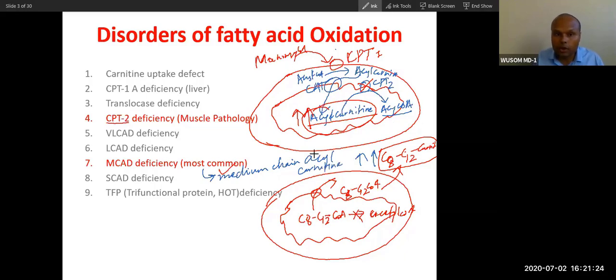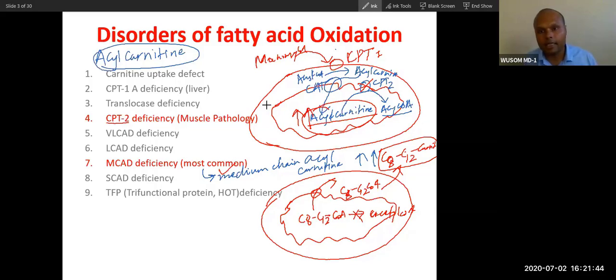So what you see here is a very important concept. Laboratory parameter: when you have to test this patient, you have to test for acyl carnitine. If acyl carnitine is very high, the patient has disorders of fatty acid oxidation. Any baby, actually newborn baby, we test this in newborn baby, because these are all called inborn errors of metabolism. In biochemistry we will talk about inborn errors of metabolism.